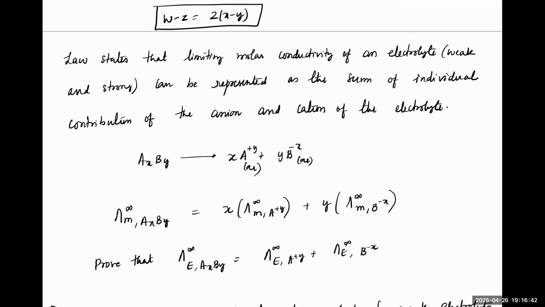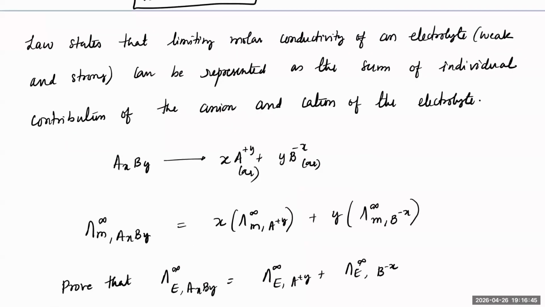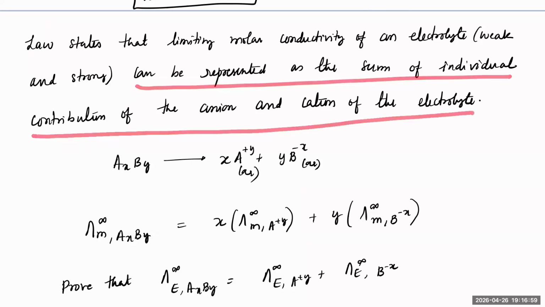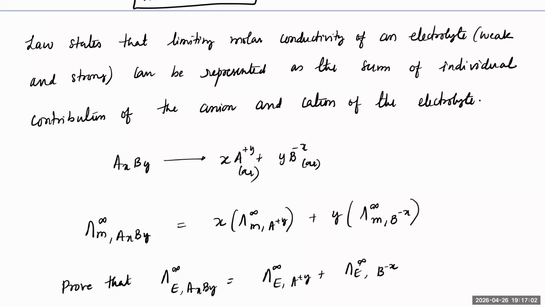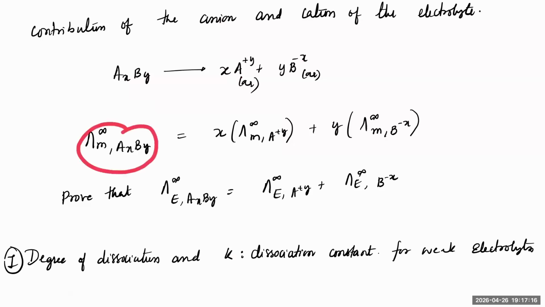Okay. So this law states that the limiting molar conductivity, which is lambda m infinity or lambda m naught, of an electrolyte, weak or strong, can be represented as the sum of individual contributions of anions and cations of the electrolyte. And if at all we have A(x)B(y) this way, then it can be written as x times A plus and y times B minus, and lambda m infinity will be equal to x times lambda m infinity of A plus plus y times lambda m infinity of B minus.